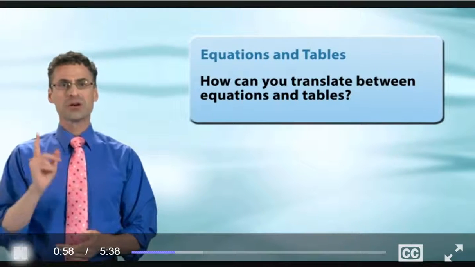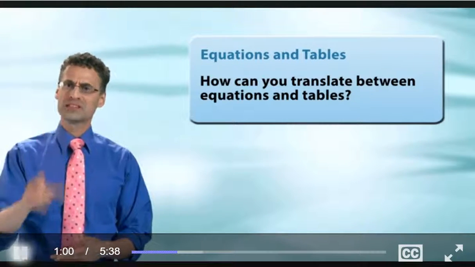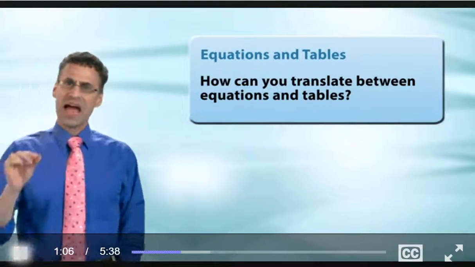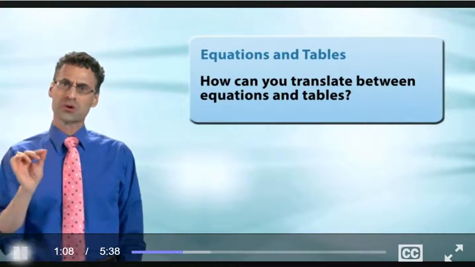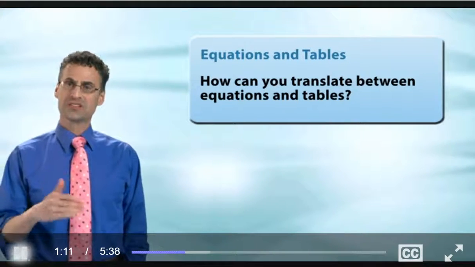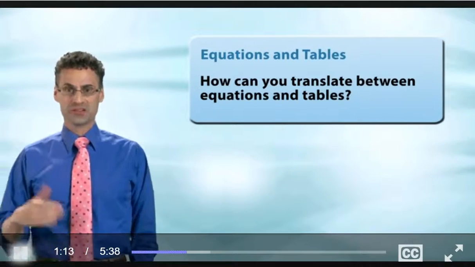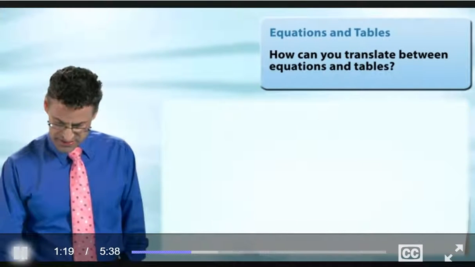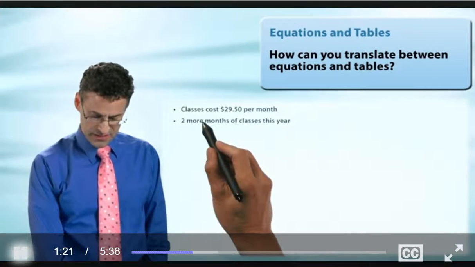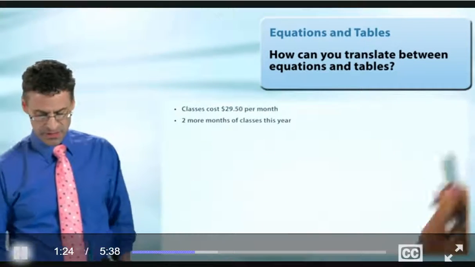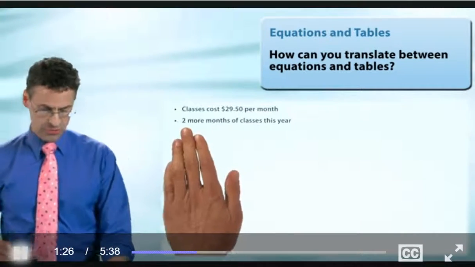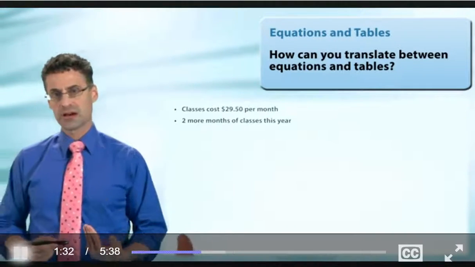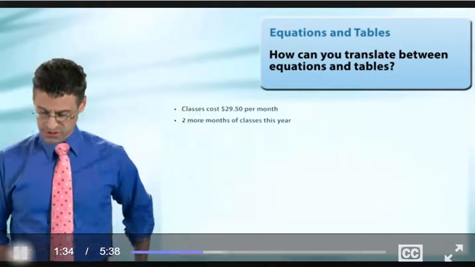Now, this year, Tony plans to take 2 more months of classes than he did last year. The question for us is, how will this affect Tony's karate expenses? So here are the 2 basic facts that we want to start with. Basic fact number 1 is that the classes cost $29.50 per month. And fact number 2, he wants to take 2 more months of classes this year than he did last year. So what we have to figure out is that increase. How much more is he going to spend?